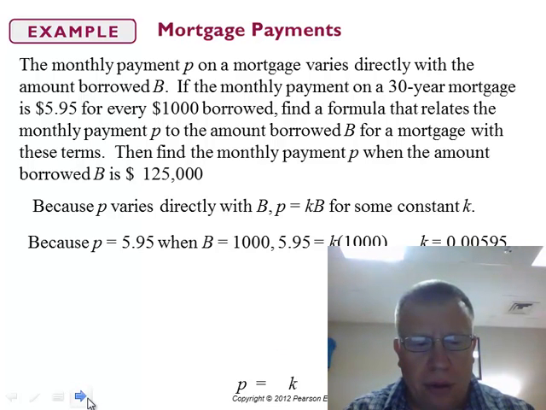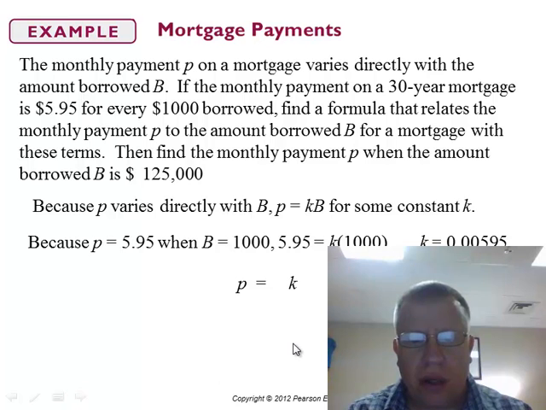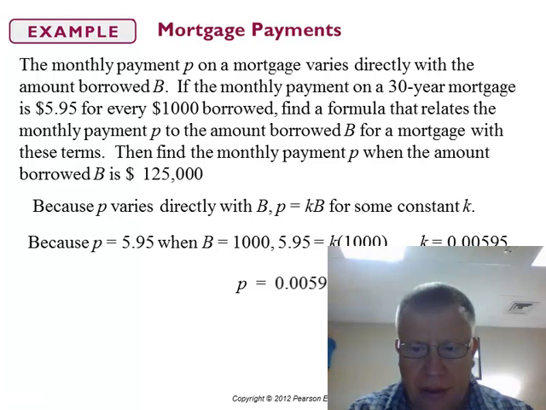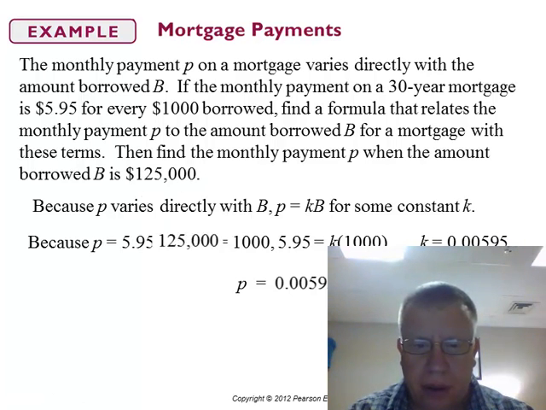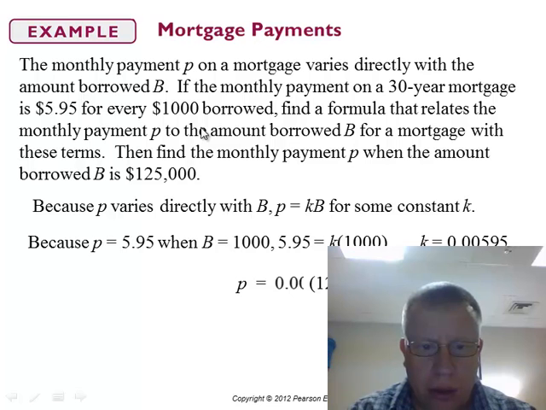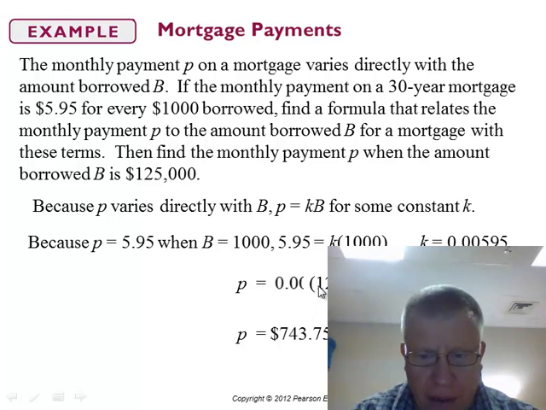And now you have a new equation where P is equal to this value of k, 0.00595, times B. Remember what B is. B is the amount borrowed. So now we're going to put 125,000 in for B. And sorry, I know that this is a little bit screwed up. And then solve for P. So we have 0.00595 times 125,000.